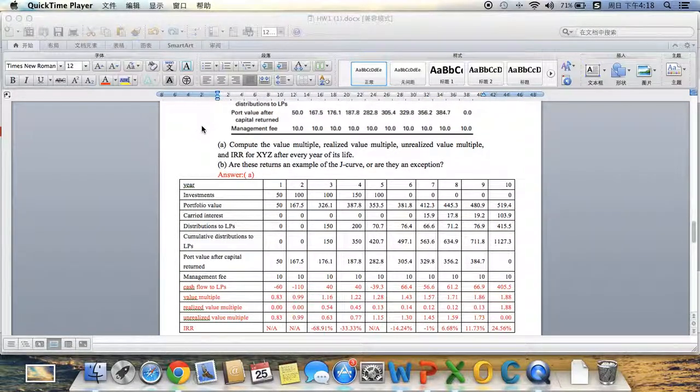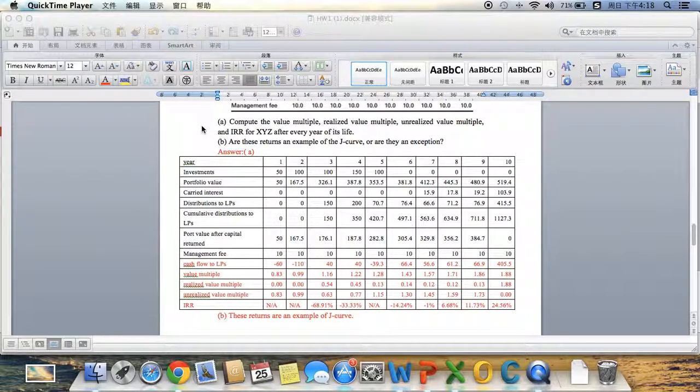In question 3.4, we are first required to calculate the value multiple, which equals total distribution to limited partners plus value of unrealized investment divided by invested capital plus management fees. We just plug in the numbers and then the value multiple in every year is shown in the chart. Secondly, the realized value multiple equals total distribution to limited partners divided by invested capital plus management fees. This is also shown in this chart.